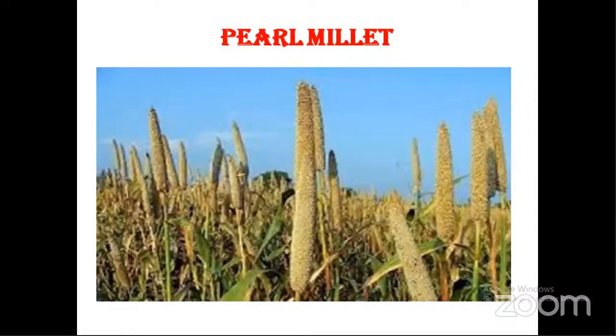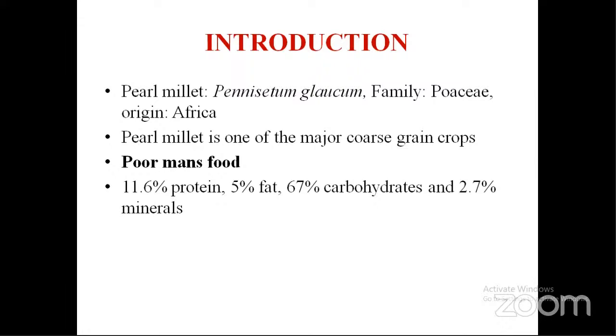So the next crop is pearl millet, that is bajra. Scientific name is Pennisetum glaucum, and the family of bajra is Poaceae. Origin is Africa. It is one of the major coarse grain crops. It is also known as poor man's food. It has 11.6% protein, 5% fat, 67% carbohydrates, and 2.7% minerals. Compared to other cereals and millets, bajra has a high content of minerals, that is 2.7%.